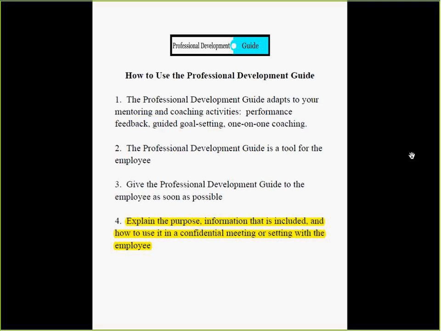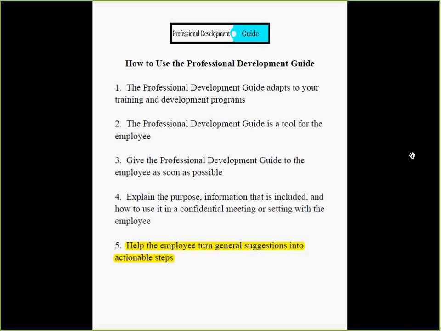The PDG is most likely to be used effectively by the employee if you explain its purpose, how it's arranged, and how to use it in a confidential setting. Urge the employee to make copies of the action plan template so it can be used as often as needed. You'll need to help turn general suggestions or goals into specific action steps. That's where some familiarity with the person's on-the-job behavior will help you make practical suggestions, help you focus him or her on actionable goals.